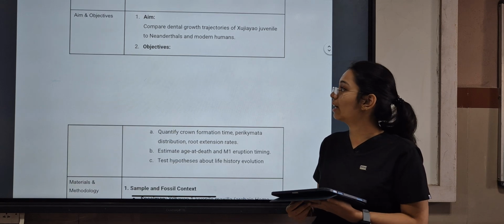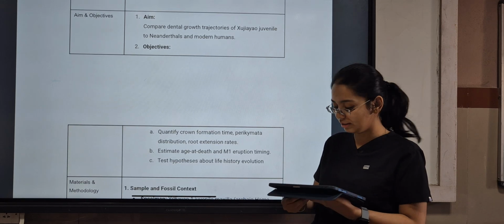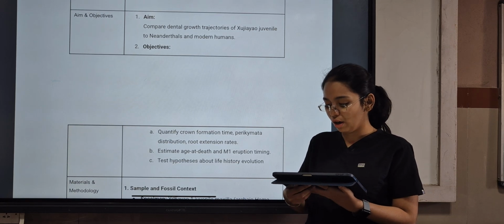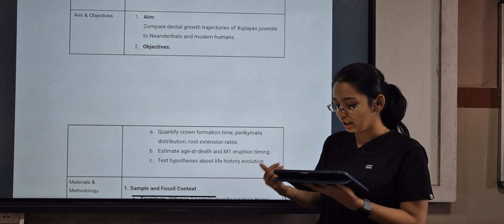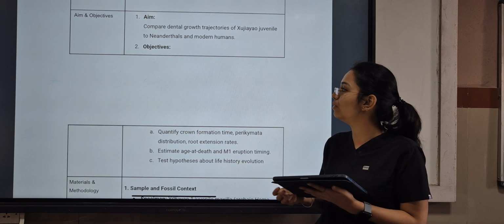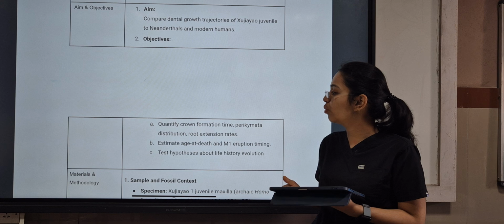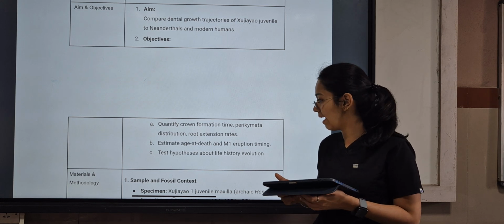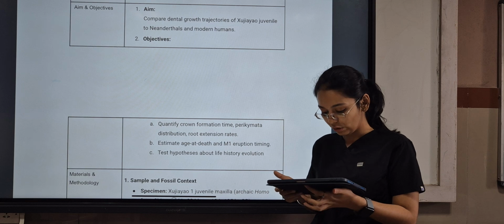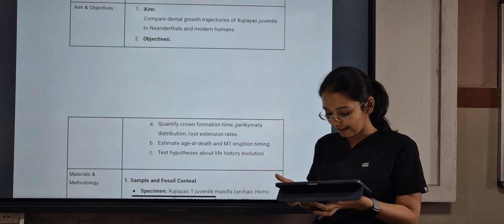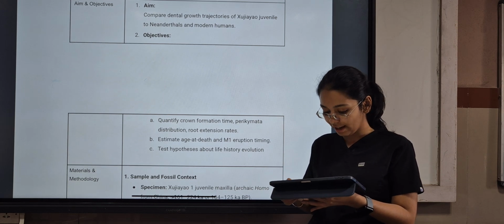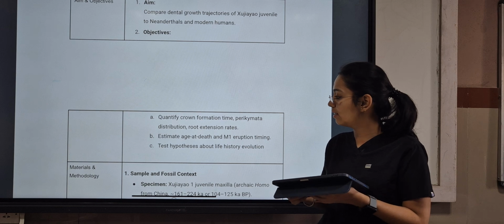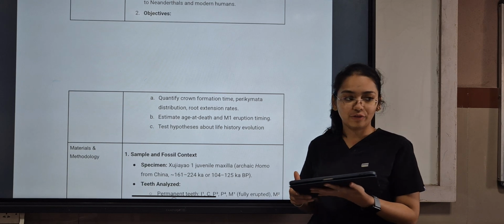So the aim of the study was to compare the dental growth trajectories of a juvenile to Neanderthals and modern humans. The objective was to quantify crown formation time, the perikymata distribution, and the root extension rates. It also estimated the age at death and M1 eruption timing, and this study has also tested the hypothesis about life history evolution.